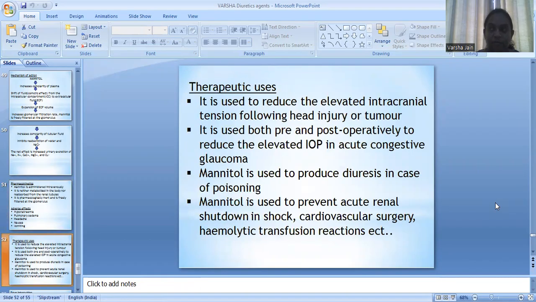Therapeutic uses of mannitol: it is used to reduce the elevated intracranial tension following head injury or tumor. It is used both pre- and post-operatively to reduce the elevated IOP in acute congestive glaucoma. Mannitol is used to produce diuresis in case of poisoning. Mannitol is used to prevent acute renal shutdown in shock, cardiovascular surgery, hemolytic transfusion reaction, etc.